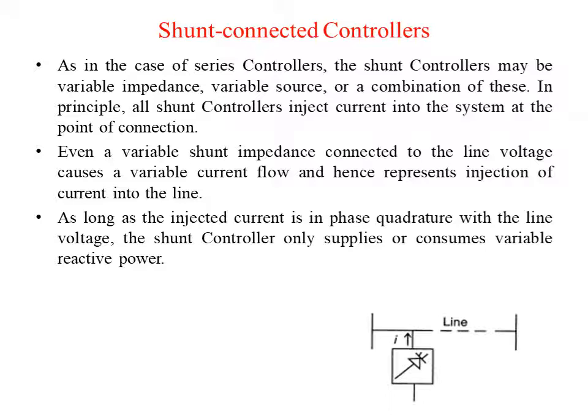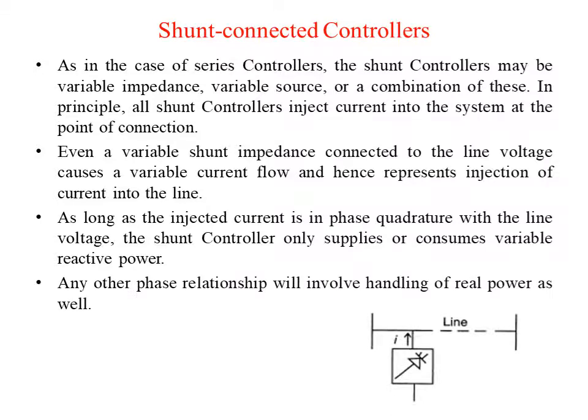When the injected current and the line voltage are in quadrature, they supply or consume reactive power. Any other phase relationship involves handling of real power as well. When injected current and line voltage are out of phase, the shunt connected controller can also handle active power present in the system.